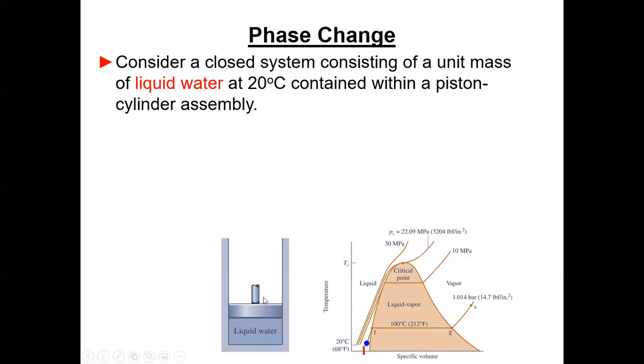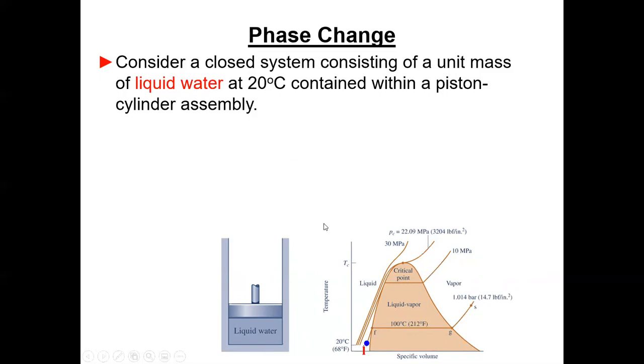All right, so phase change. Let's consider a closed system consisting of a unit mass of liquid water at 20 degrees C contained within a piston cylinder assembly. Here's our liquid water. The pressure is whatever the atmosphere maintains, a constant pressure, in which case it's going to be 14.7 psi, because he shows it on that line. Liquid at 20 degrees C, there we go.